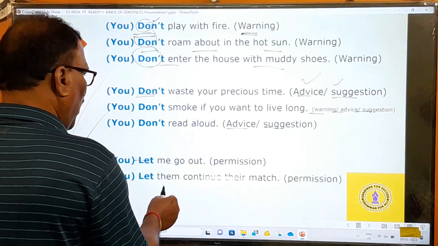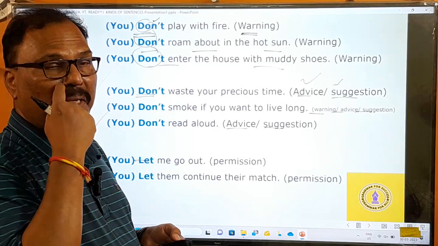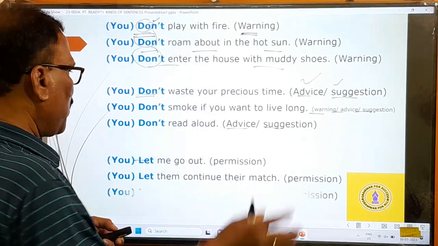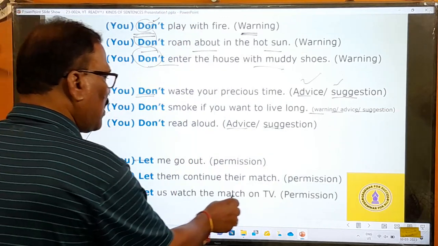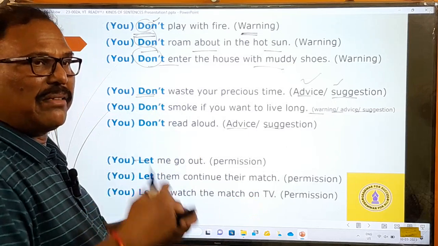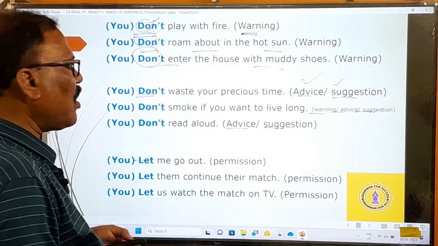They are seeking permission. Let them continue their match. Permission. The officer is giving them permission. Let them continue their match. Oh, match ko continue kar do. Let us watch the match on TV. Permission. They are taking permission from themselves. Let us watch the match on TV.